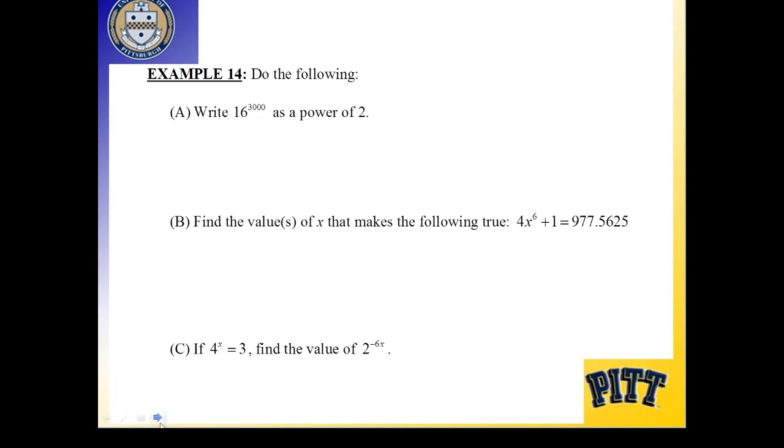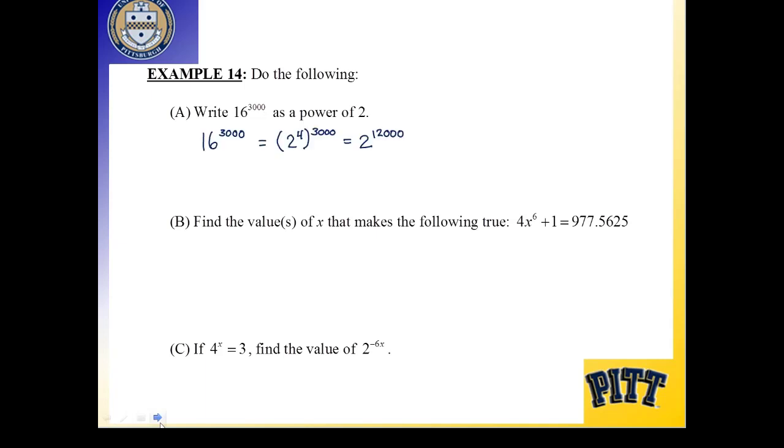We want to write 16 to the 3000 power as a power of 2. Okay. 16 to the 3000 power isn't even something you could put on your calculator. If you put it in your calculator, you're probably going to get some sort of error message basically telling you, hey, this is too big. I can't put it on here. I can't even put it in scientific notation to make it fit. So we want to use some other methods to try to get this to be a little bit more simplistic.